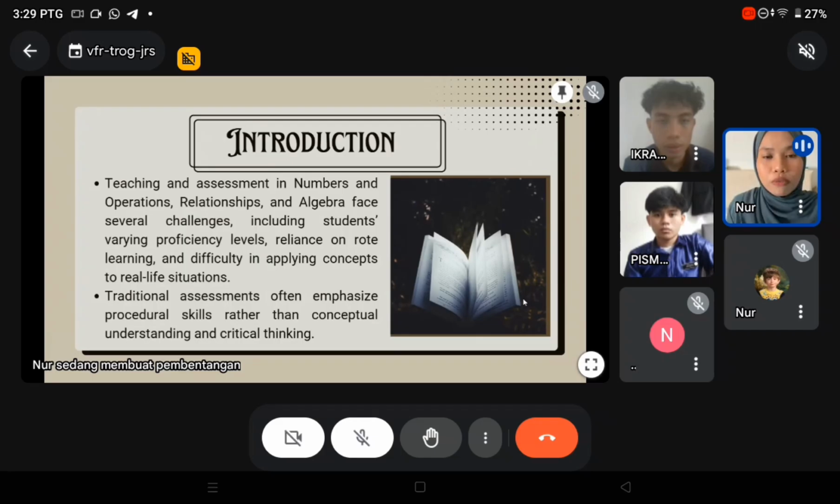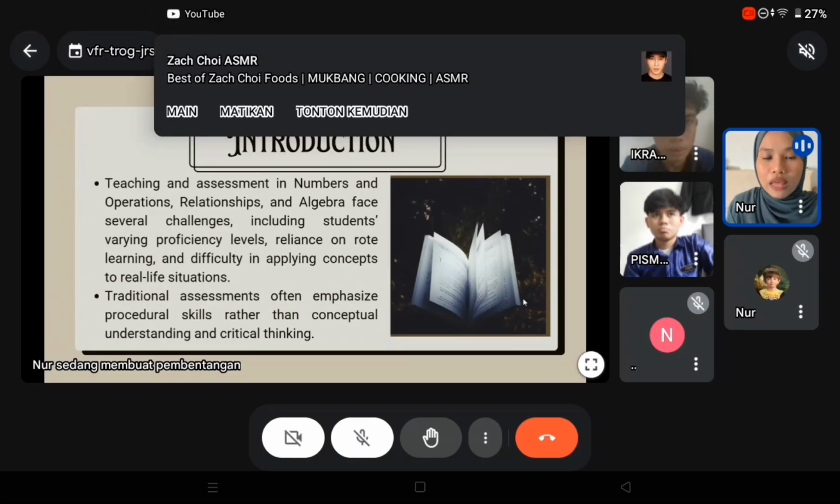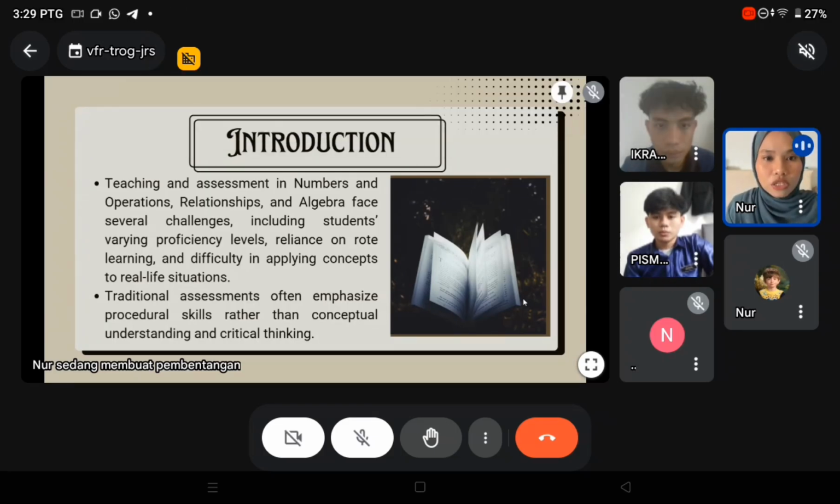Before we move to the first issue, teaching and assessment in numbers and operations, relationships, and algebra face several challenges, including students' varying proficiency levels, reliance on rote learning, and difficulty in applying concepts to real-life situations. It is because traditional assessments often emphasize procedural skills rather than conceptual understanding and critical thinking.